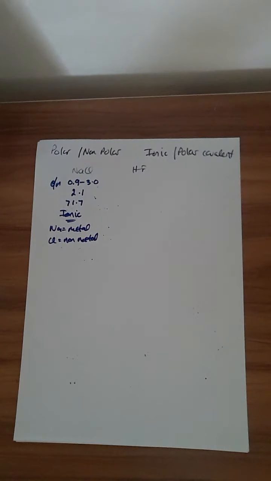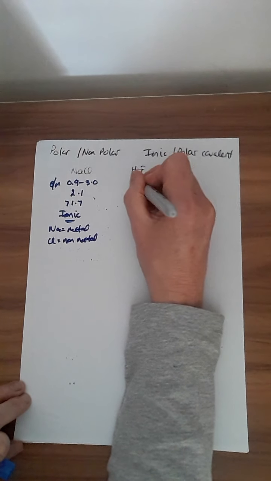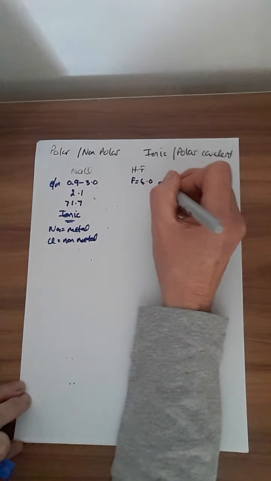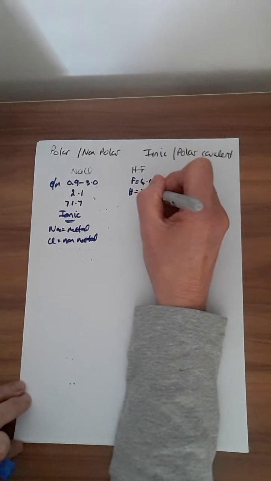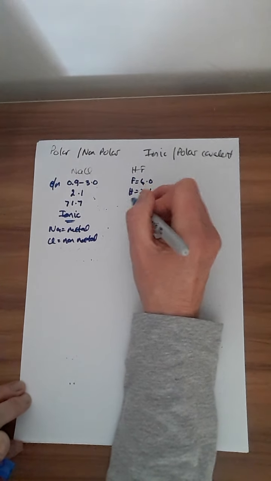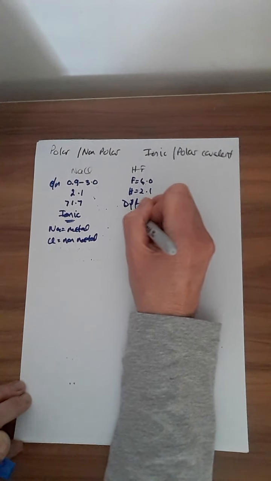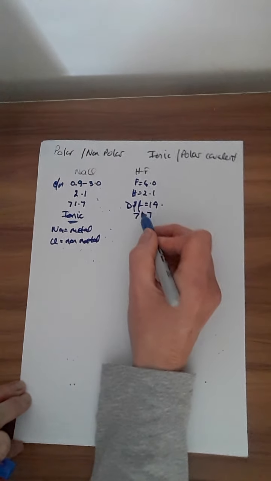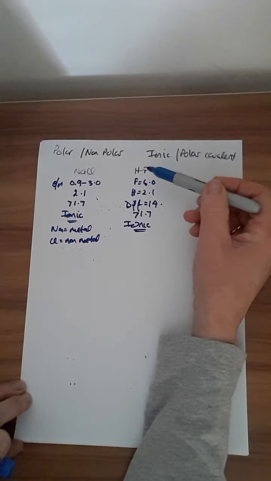Now HF, let's have a look at HF. Fluorine has an electronegativity value of 4 and hydrogen of course is 2.1. When I subtract those I get a difference of 1.9. The difference of 1.9 is again greater than 1.7. Double check: is it ionic? You look at the two elements.